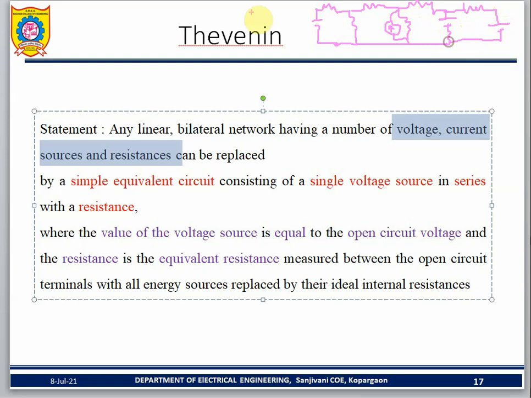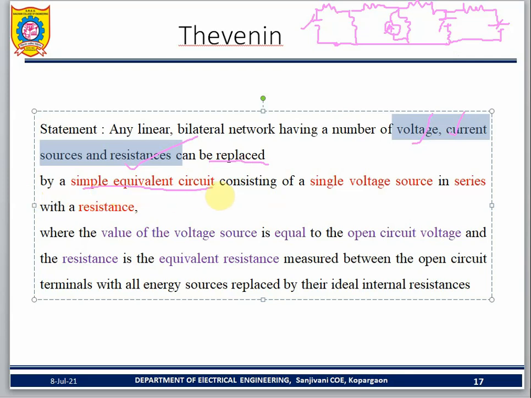Look at the circuit. How many sources are there? 1, 2, 3, 4 sources. There are voltage sources and current sources. How many resistances? There are so many resistances. It's a complicated, big circuit. It can be simplified and replaced by a simple equivalent circuit.